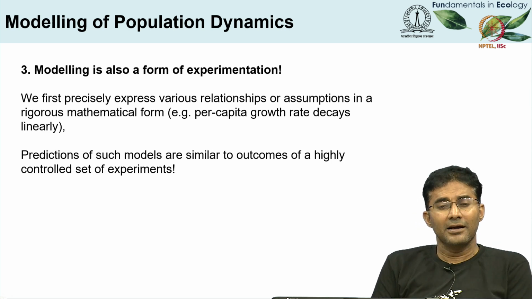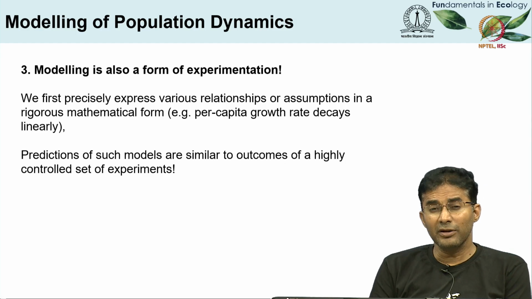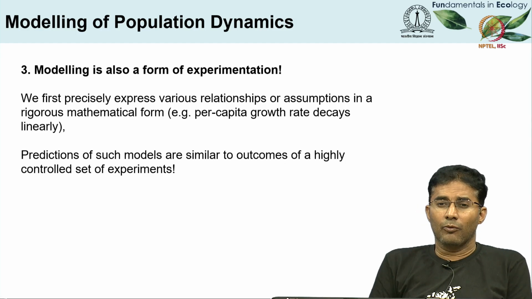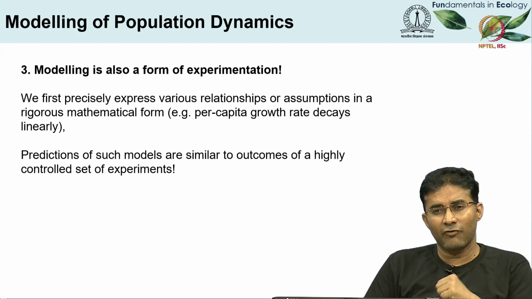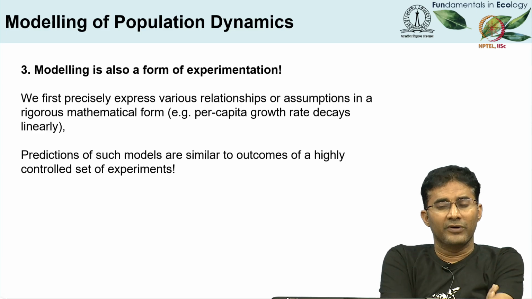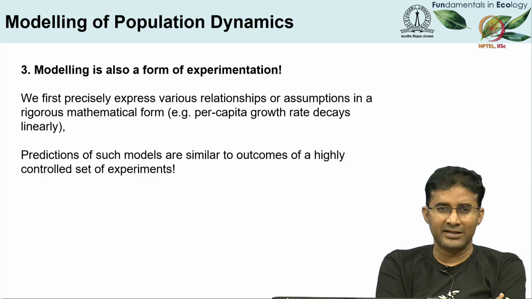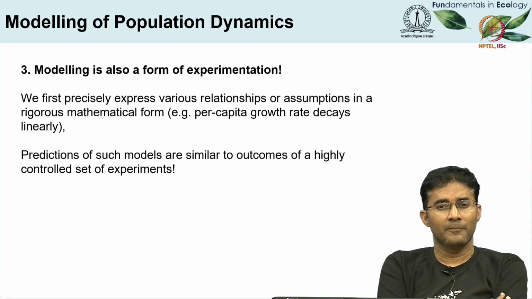And the next is modeling. This might seem a bit counterintuitive, but modeling is also a form of experimentation. Now, why do we say so? When we think of an ecological process in the form of a mathematical model, we make very precise assumptions and express various relationships, right. For example, how does per capita growth rate decay with density, okay.